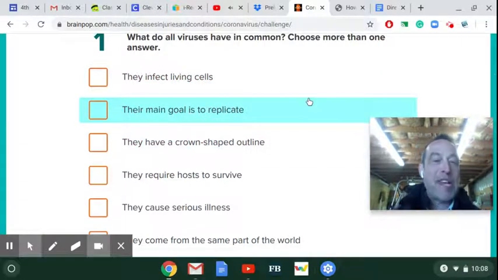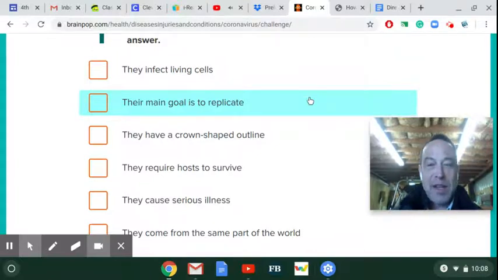So there you have it. That's the assignment for the virus, the coronavirus. I hope you have fun with it.